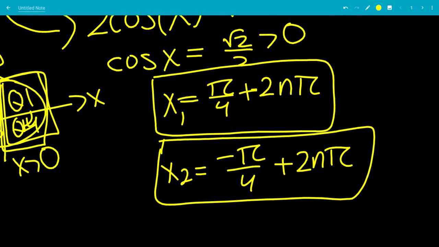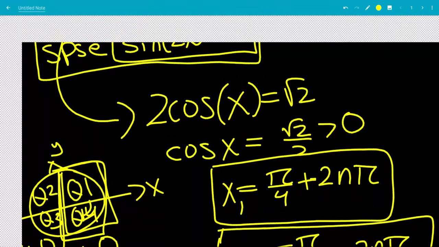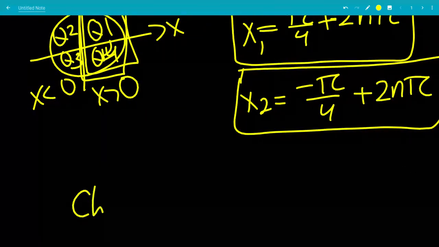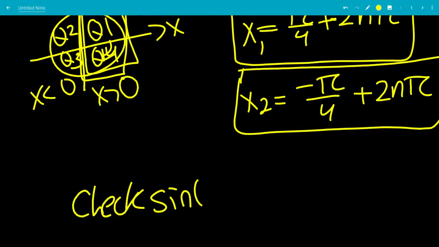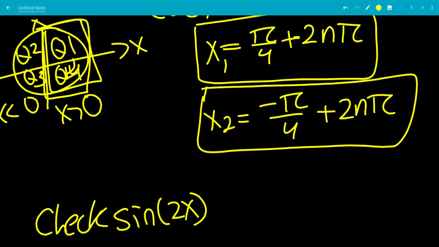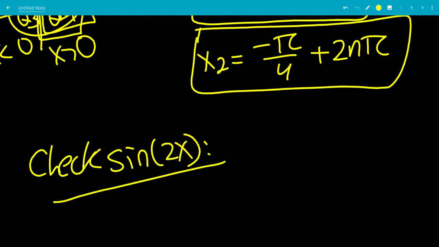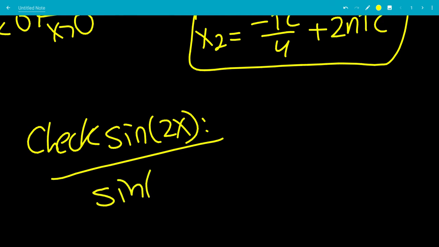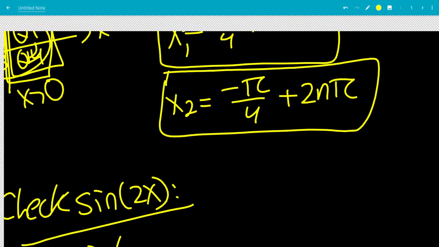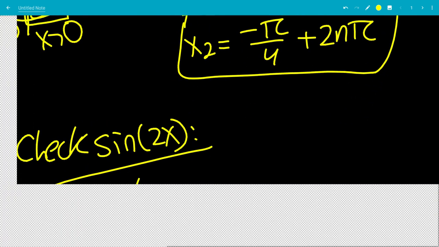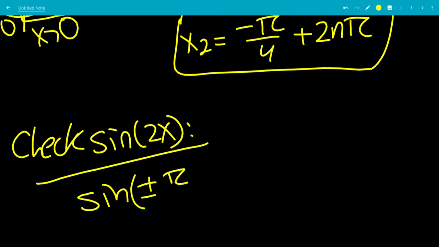Okay, so now let's check. So we're going to check sine of 2x, because if sine of 2x equals 0, then we can't use this. We need to find another method. So let's just check sine of 2x really fast. So we're going to have sine, and so this will be plus or minus pi over 4. We can just write pi over 4 plus 2n pi, all multiplied by 2.